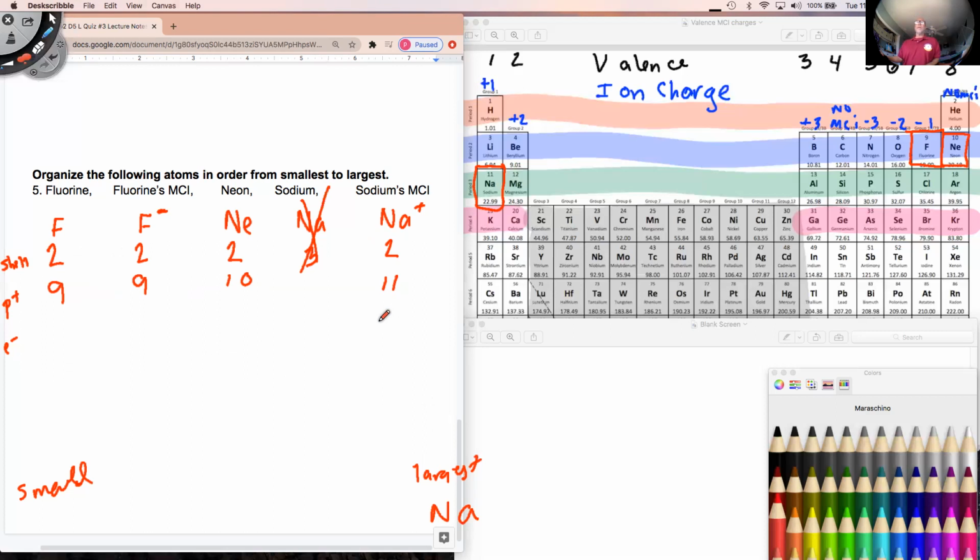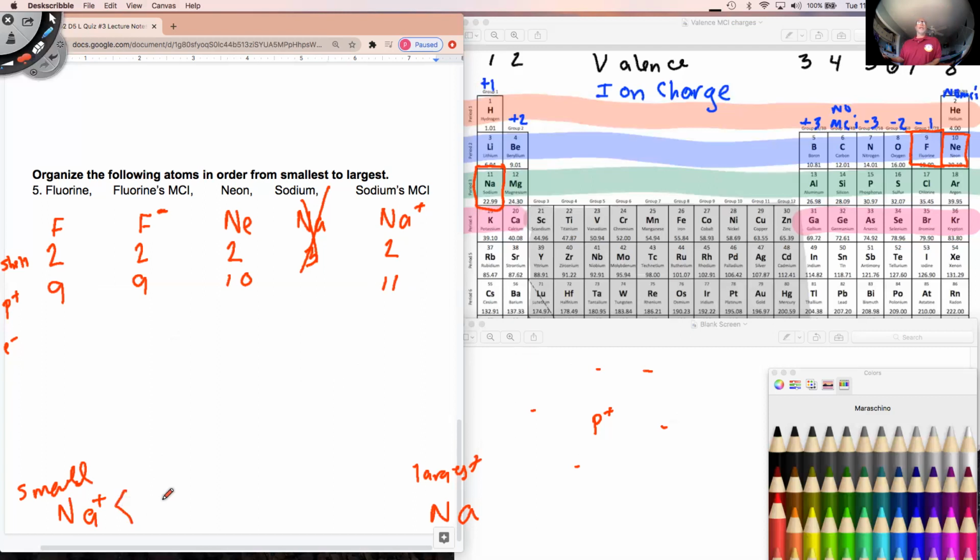So what can we do? Which one of these is going to be the smallest? That's the question. Can you tell? Well, this one has 11 protons pulling in. And remember, we said you have the protons pulling in on the electrons. Since they're all in the same shell, the ones with the most protons are going to pull in the most. So Na plus, with 11 protons, is going to pull in really hard on its electrons, thus giving us the smallest, which is going to be Na plus. That'll be the smallest of all of these.